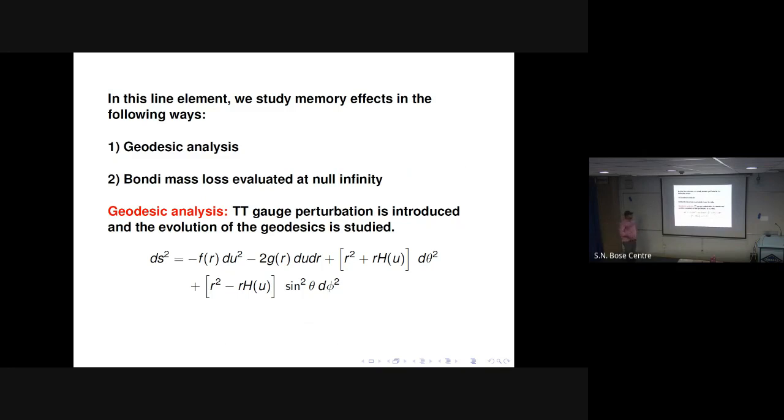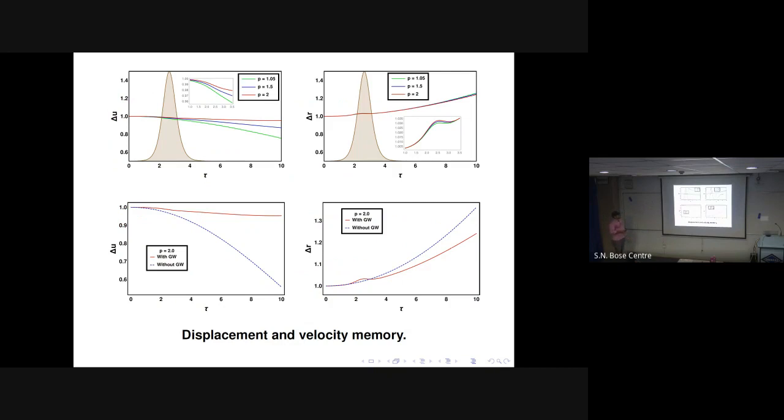So, in geodesic analysis, what we do is to study first the metric and then we introduce a TT-based perturbation, transverse traceless perturbation over here, where this perturbation comes in these terms, h_u and minus h_u. That is why it is traceless and also transverse, so in the theta-phi direction. So now, if you go back to the first part of my talk, you start with two or more geodesics. You initially give a constant separation, but after the passage of the pulse, you see the separation changes, both along delta u and delta r. So, this is the scenario that captures the memory.